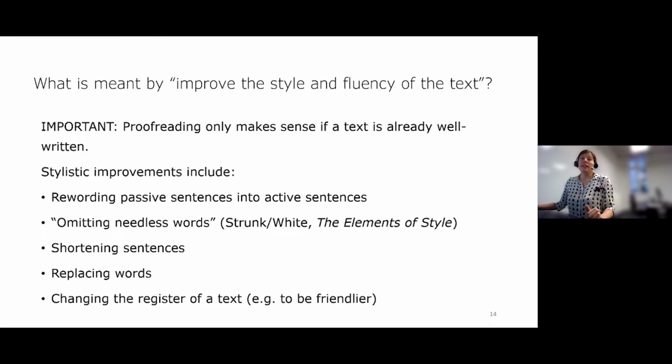Another thing to keep in mind is that proofreading, so not making any stylistic changes, usually only makes sense if a text is already well written. Most texts written by non-native speakers are going to need some stylistic improvements. This includes things like rewording sentences to change them from passive to active, cutting out or replacing words, shortening sentences, or changing the register or tone of a text.